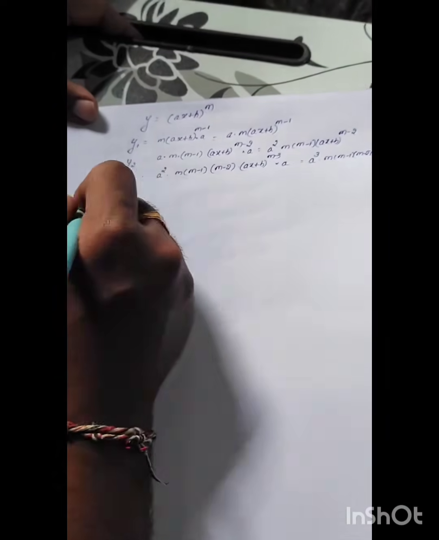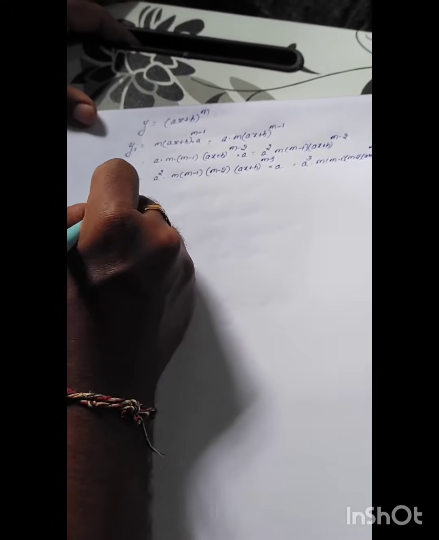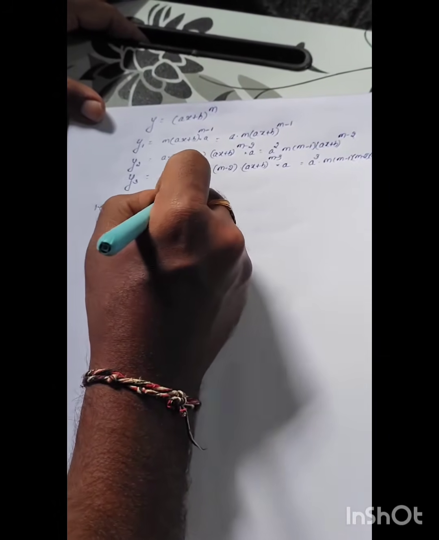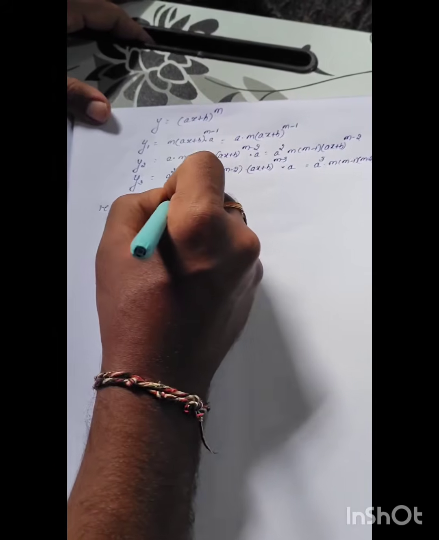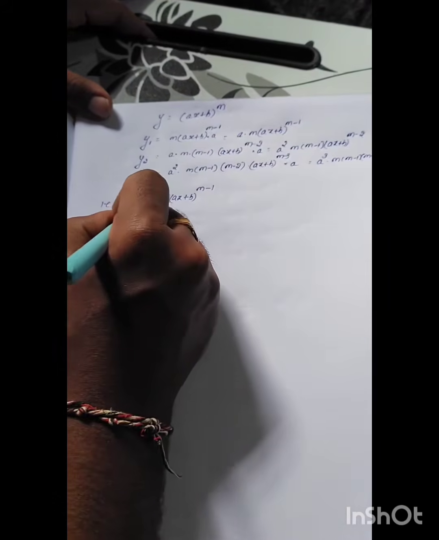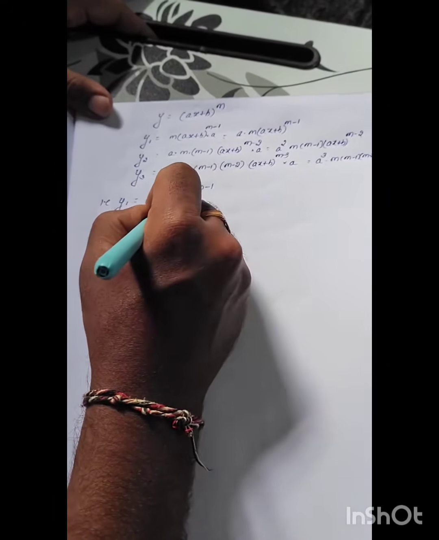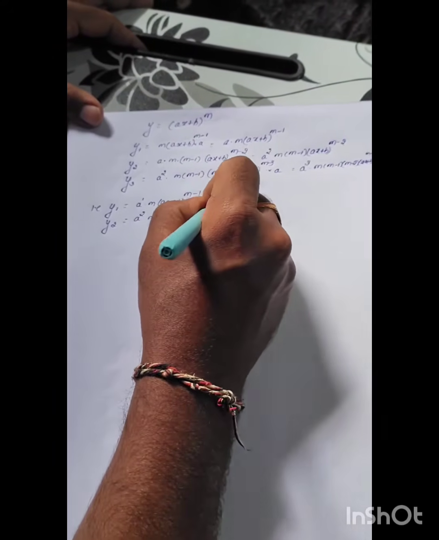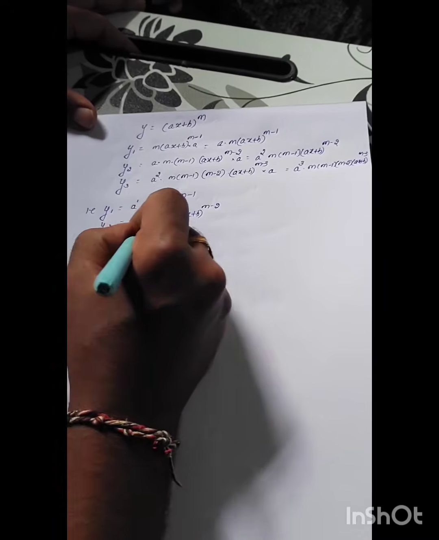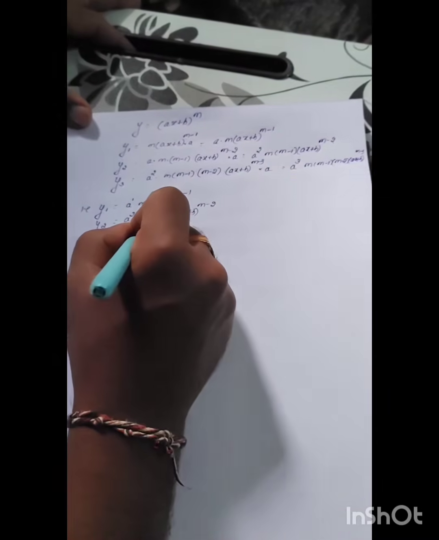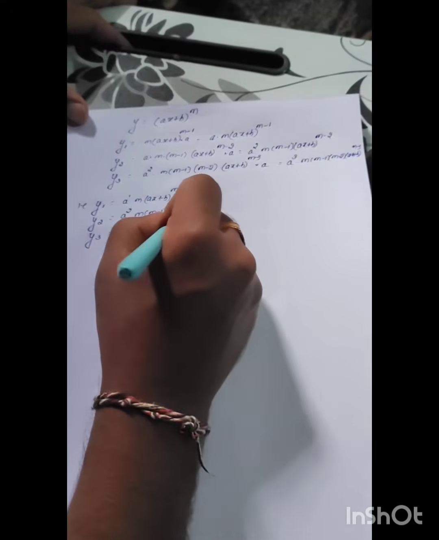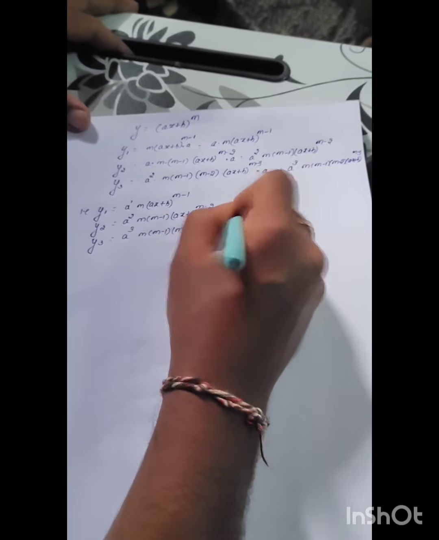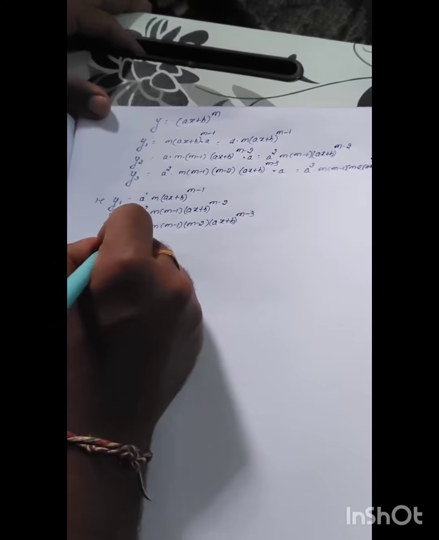Let me write it in a neat form. So y1 is equal to a raised to 1 into m into ax plus b raised to m minus 1. y2 is nothing but a square into m into m minus 1 into ax plus b raised to m minus 2, and y3 is nothing but a square into a, that is a cube, into m into m minus 1 into m minus 2 into ax plus b raised to m minus 3. And so on, differentiating with respect to x n times.